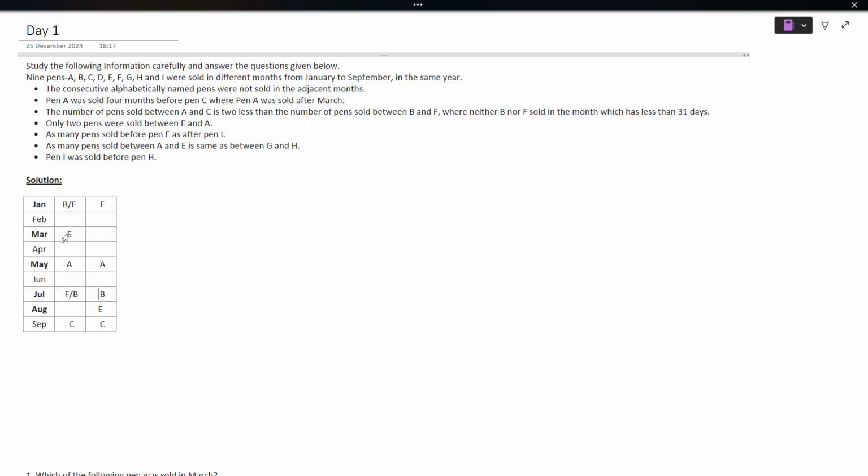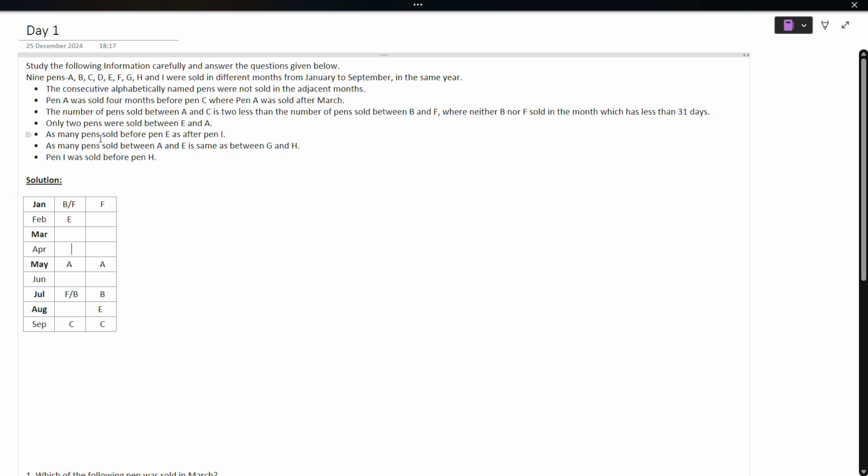Okay, let's go to the next condition. As many pens sold before E as pen I. Pens sold before E are 2. So, okay, I made a mistake here. A and E should have 2 pens before that. So E is actually here, not here.